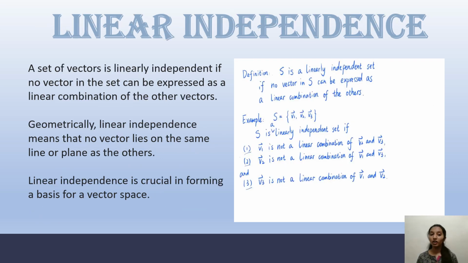Now, let us know what linear independence is. A set of vectors is linearly independent if no vector in the set can be expressed as a linear combination of the other vectors. Geometrically, linear independence means that no vector lies on the same line or plane as the others. Linear independence is crucial in forming a basis for a vector space.